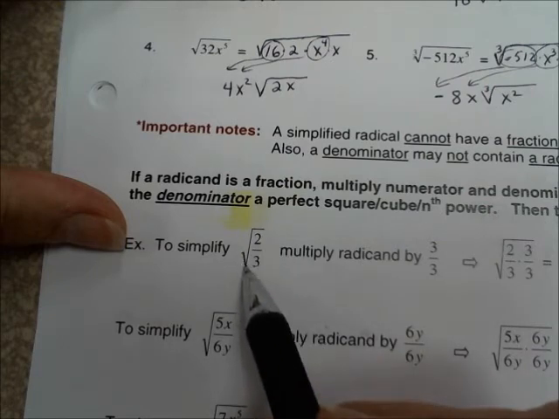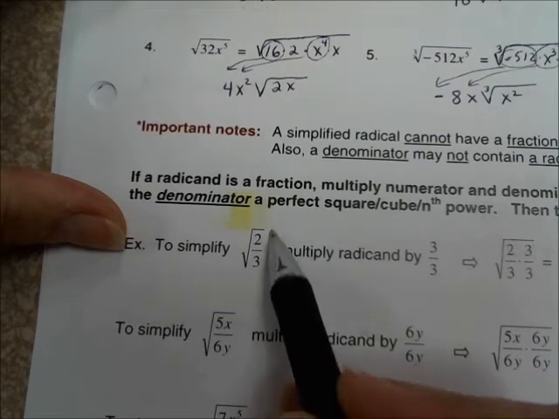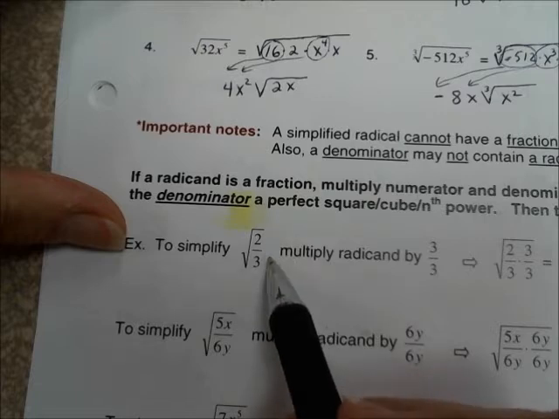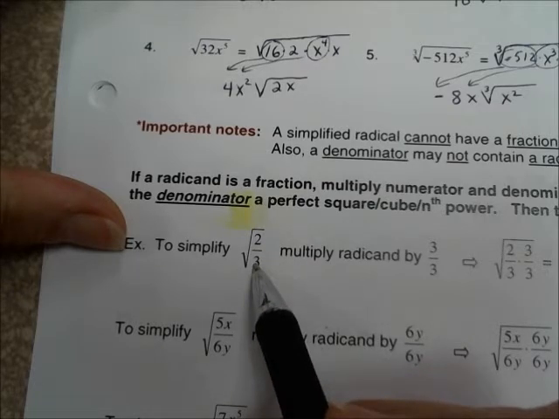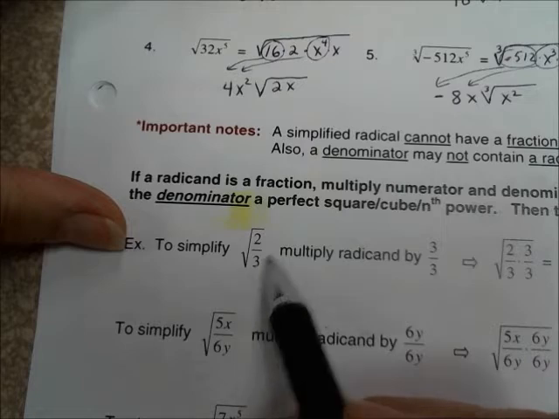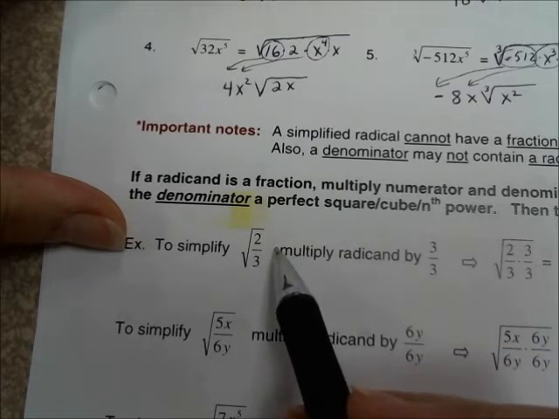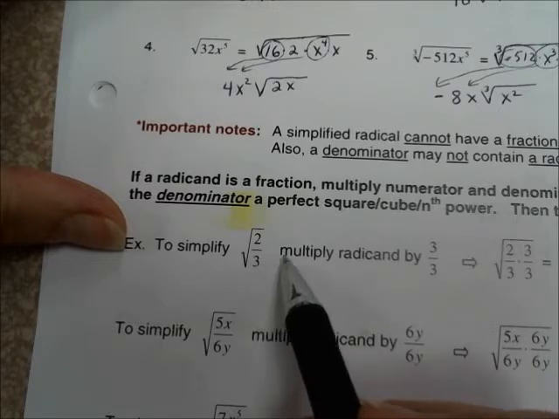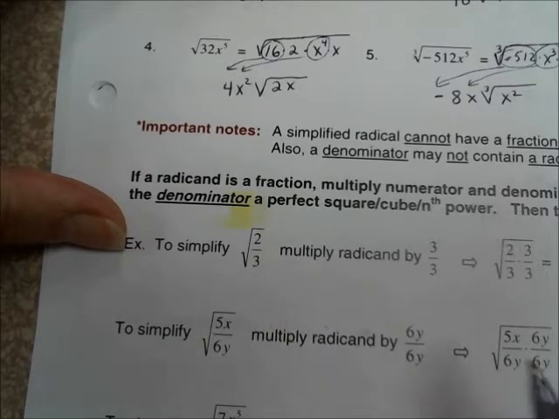To do this, we're going to multiply the numerator and the denominator by the same number, which will make the denominator into a perfect square or a perfect cube, whatever we're taking the root of. Then we're going to take the root of that, and after that multiplication, we're going to get a perfect square in the denominator, so there won't be a fraction underneath anymore.